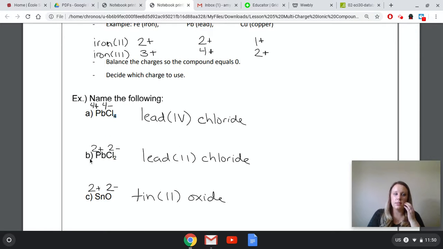Now you see essentially the same compound, but this lead only has 2 chloride ions bonded to it, whereas this one had 4. If we only have 2 chlorides, each -1, that makes -2 total. And then the one lead that I have here has to balance that and be 2+. So this is lead(II) chloride, whereas before it was lead(IV) chloride.